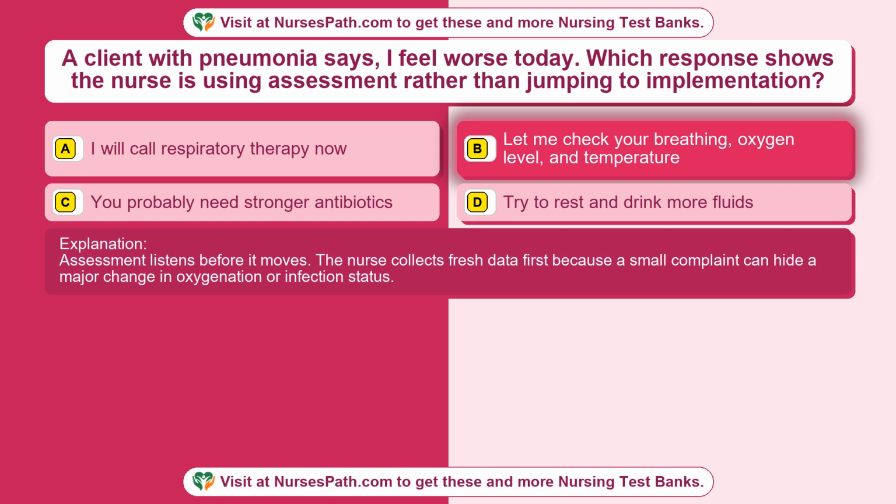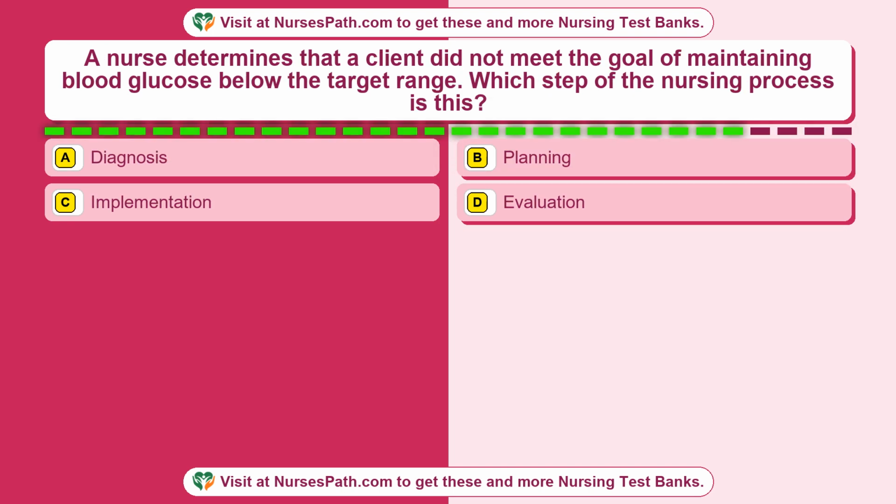Assessment listens before it moves. The nurse collects fresh data first because a small complaint can hide a major change in oxygenation or infection status. Question 4. A nurse determines that a client did not meet the goal of maintaining blood glucose below the target range. Which step of the nursing process is this?